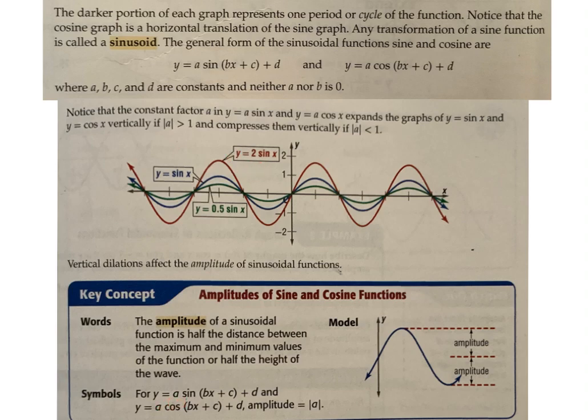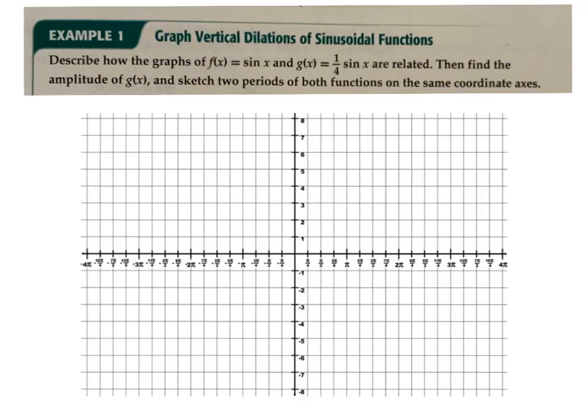A sine, and they have bx plus c plus d. We'll get into all of those. This is standard form of a sine function. A will always be my amplitude. And it just tells you how far up and how far down to go from your midway point of your function. All right? So let's graph some of these.